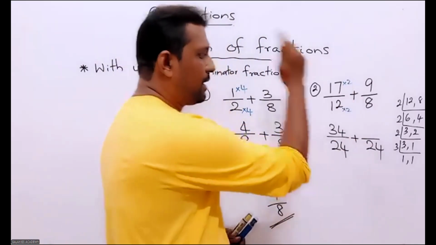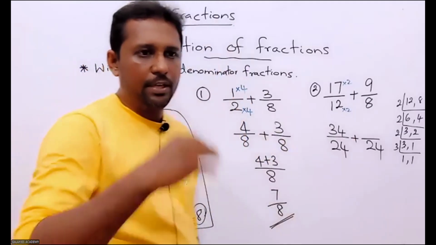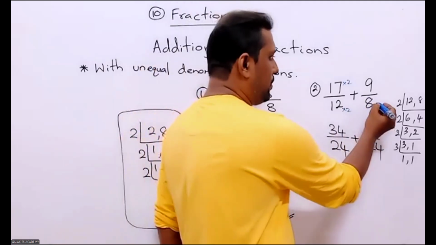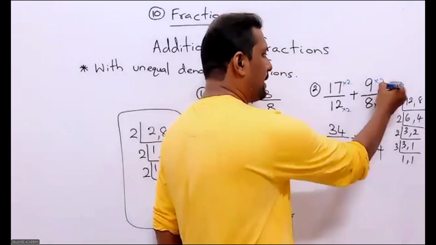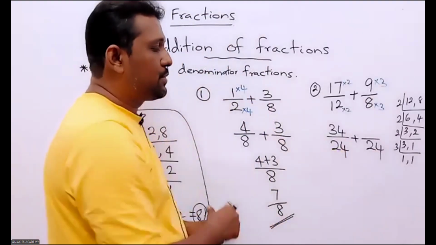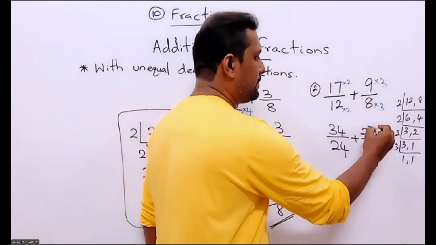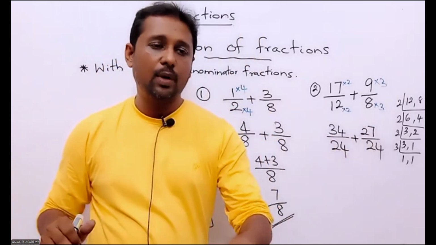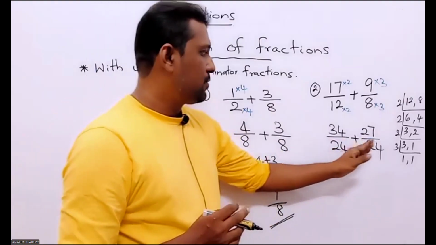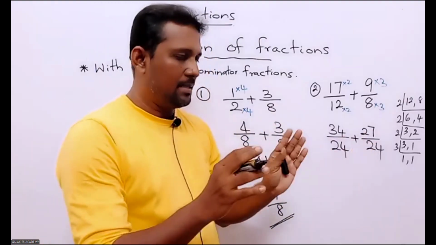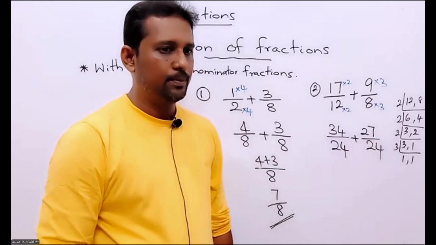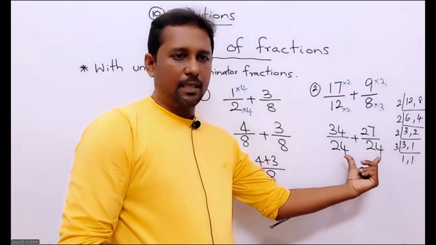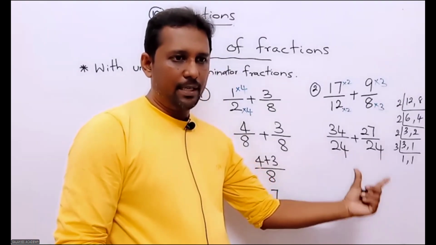8 also you have to convert into 24. 8 you have to multiply by which value? By 3. So both numerator and denominator you have to multiply by 3. 9 times 3 is 27. Right, now I converted these two denominators to the same denominator, equal value. So both denominators are equal. So your answer denominator is 24.